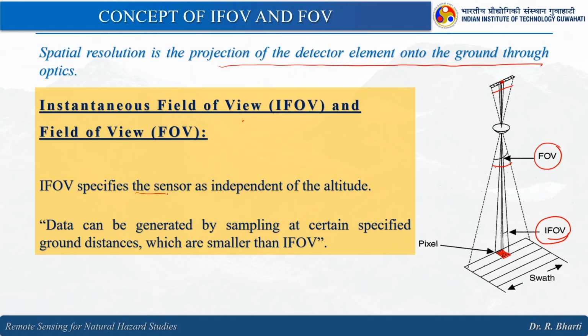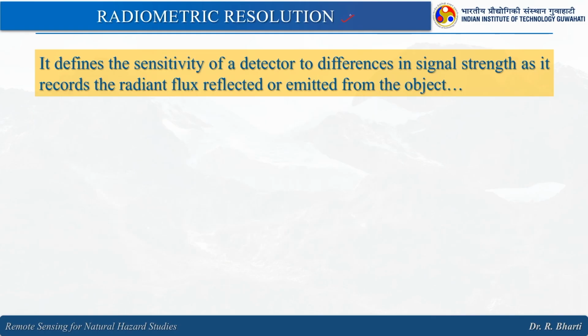So, IFOV specifies the sensor independent of the altitude, because it does not matter whether it is airborne or spaceborne data acquisition, this IFOV will remain the same, right. So, it is independent of the altitude. Now, we come to the radiometric resolution.